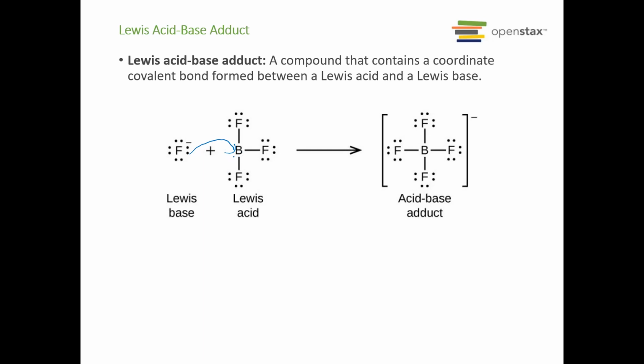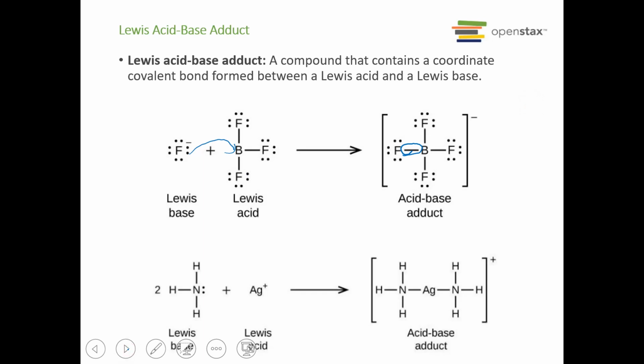Boron doesn't have a lone pair on it to donate. So the bond here has to come from these electrons that fluorine donates. So this new bond between the fourth fluorine and the boron is a coordinate covalent bond. And because we form this bond from a Lewis base and a Lewis acid, the fluoride gives up the electrons and the BF3 accepts the electrons. We call this a Lewis acid base adduct.